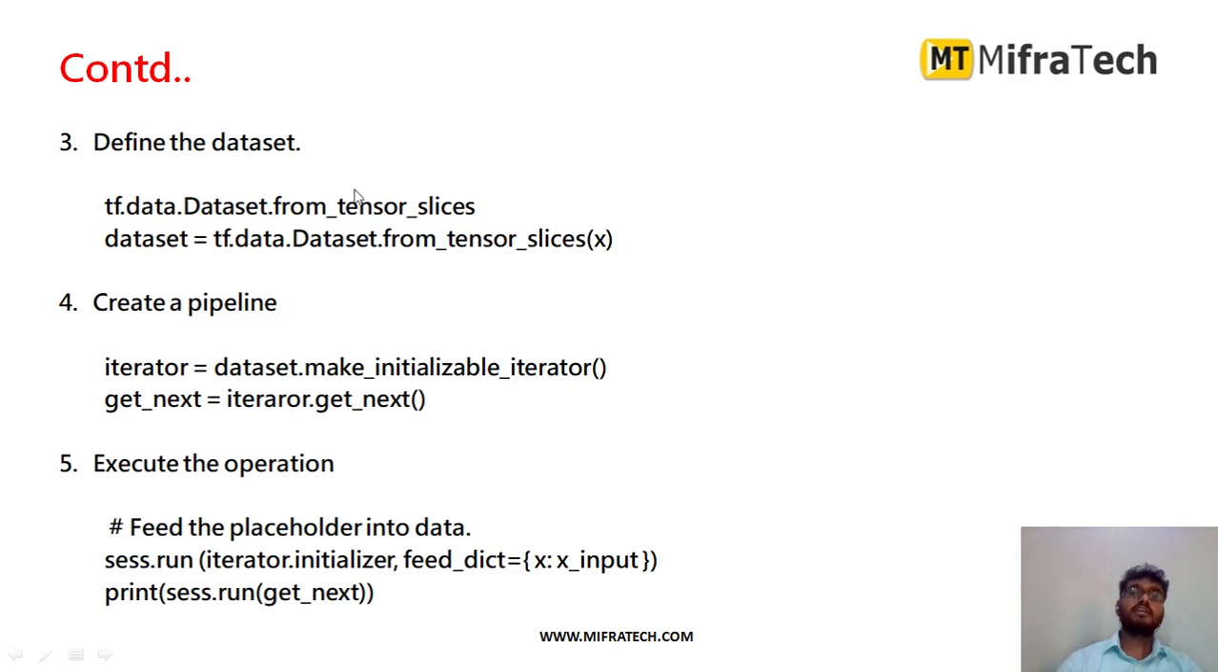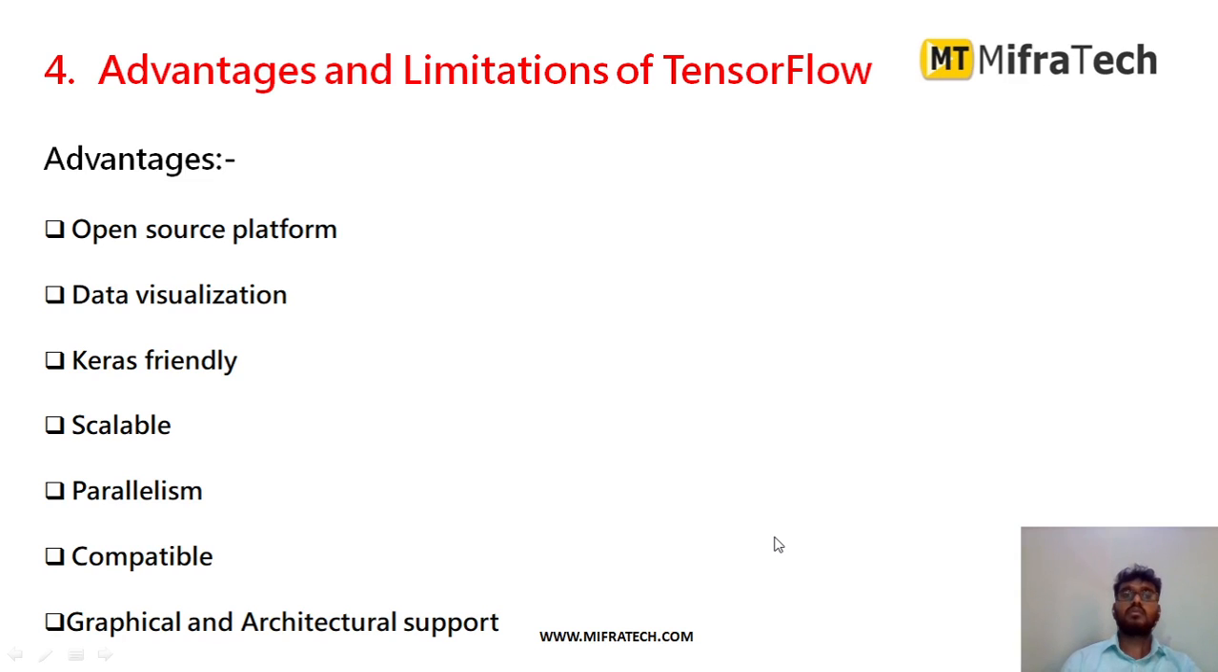After that we have to define the dataset. To define a dataset, we use tf.data.Dataset.from_tensor_slices. After defining a dataset, to create a pipeline, we use iterator equal to dataset.make_initializable_iterator. These two commands are used to create a pipeline. So let's execute this operation. Inside a session, we use .run with the iterator to execute this pipeline operation.